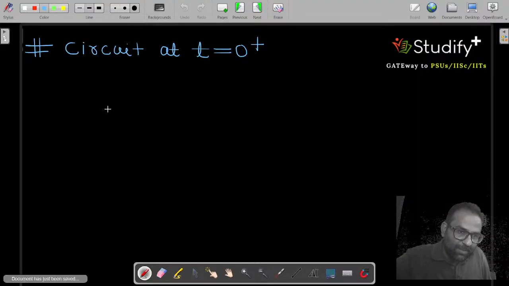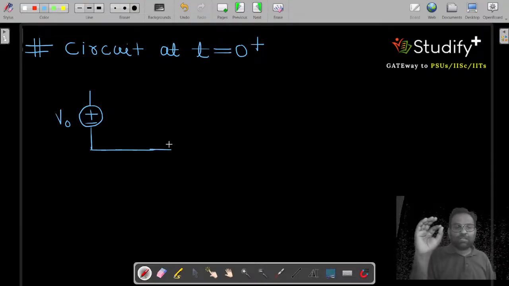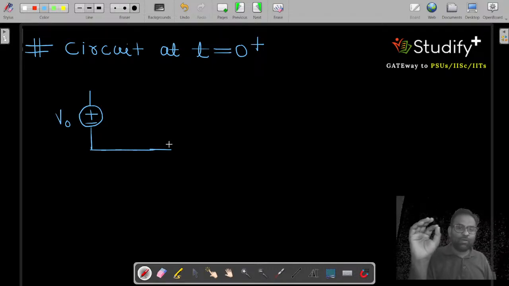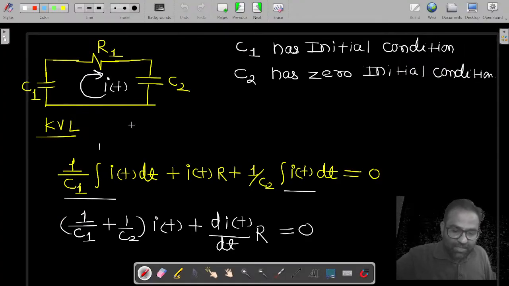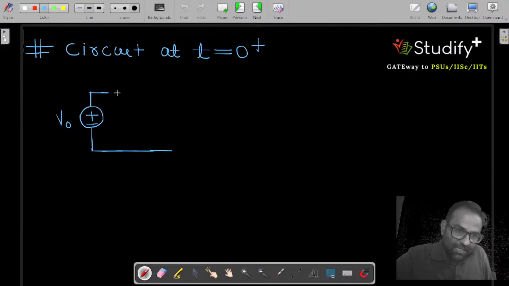So I am replacing my capacitor C1. This value is what? V0. Always remember, this solution is not valid for t greater than 0. This solution is having validity only at t equal to 0 plus. Then we are having one resistor R. So you can say one resistor is there.